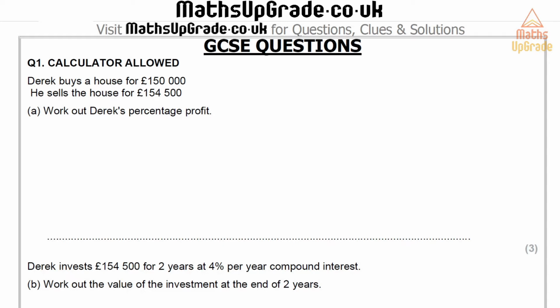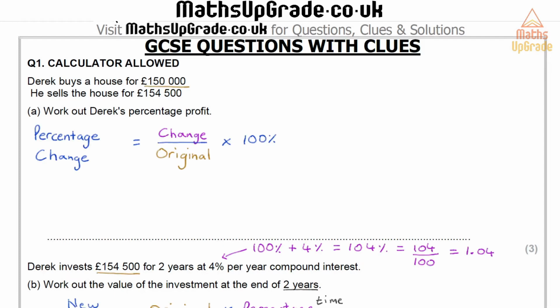The first one starts off about Derek buying a house and selling a house for a certain profit. We need to work out his percentage profit. So these first 3 marks don't involve compound interest. Those involve applying this formula. Essentially, I need to find the change in the value of his house and then write that as a fraction over the original amount. And then to turn it into a percentage, I need to times it by 100%.